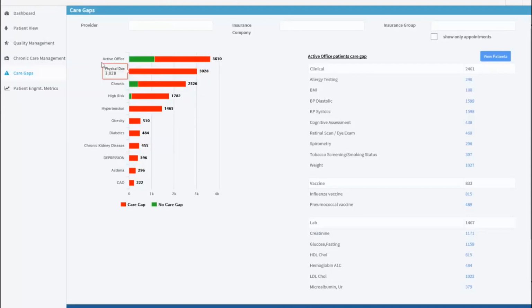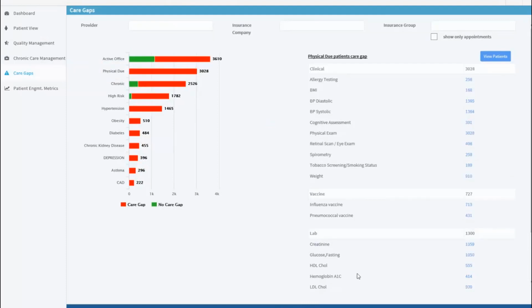Now, if I want to break down and look at different services within these gaps, I just click on the line and it's going to change this side here. And so for this one, I can quickly look and say, oh, how many patients are due for influenza vaccine here? It's 713. Physical exam, 3,028 patients. Let's look at that one.